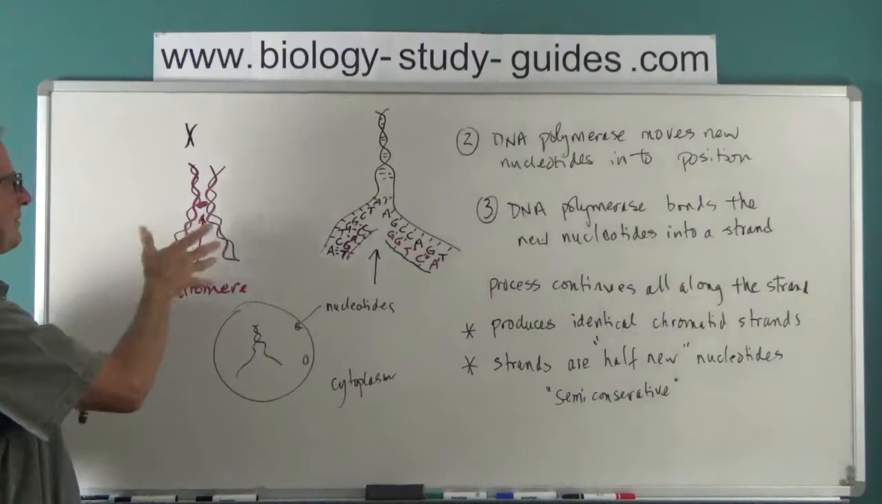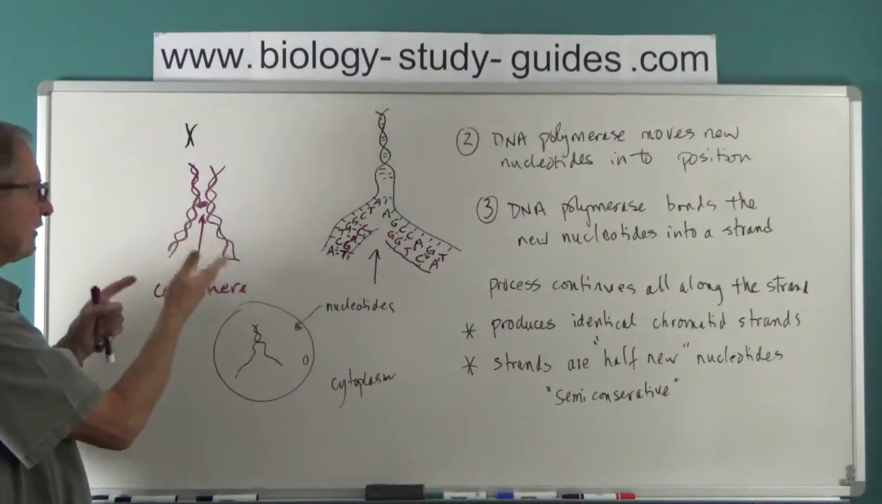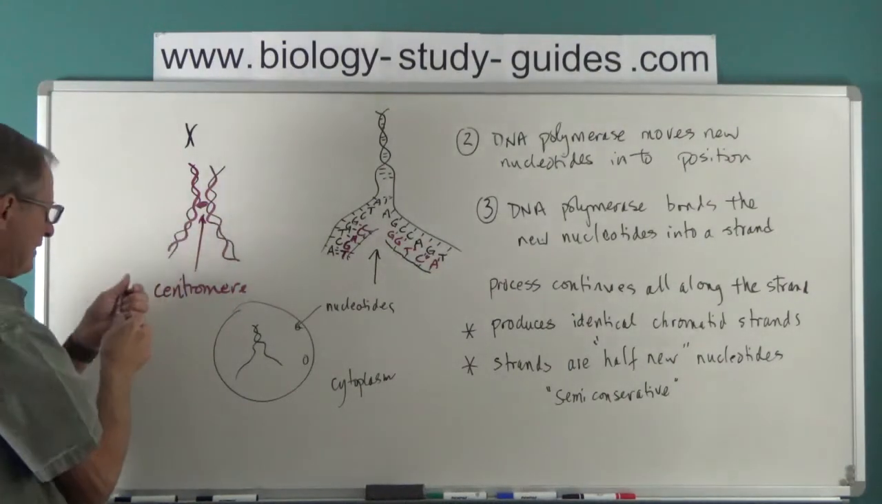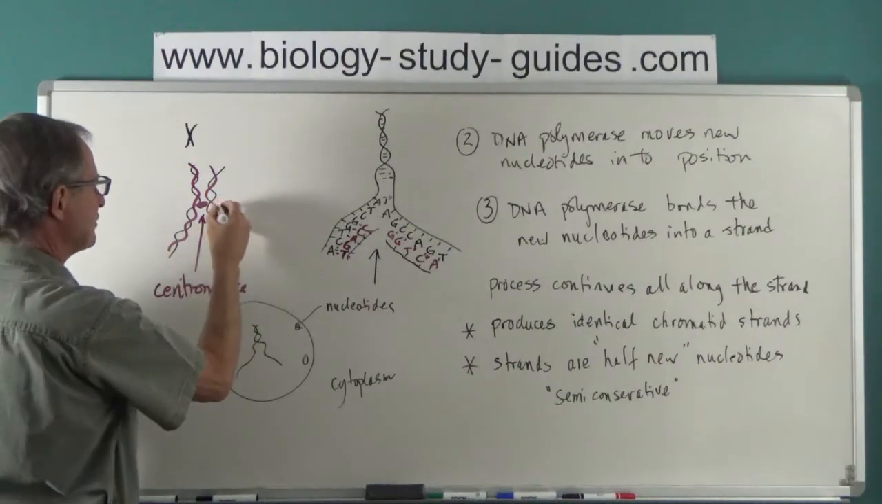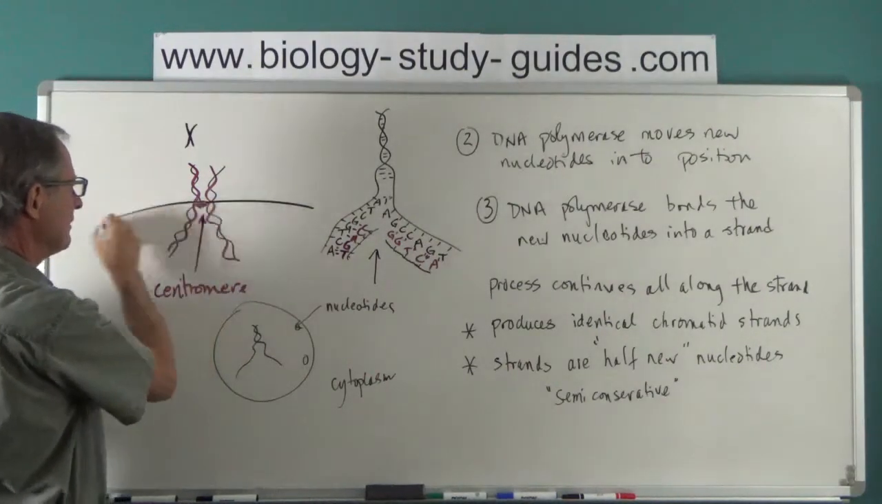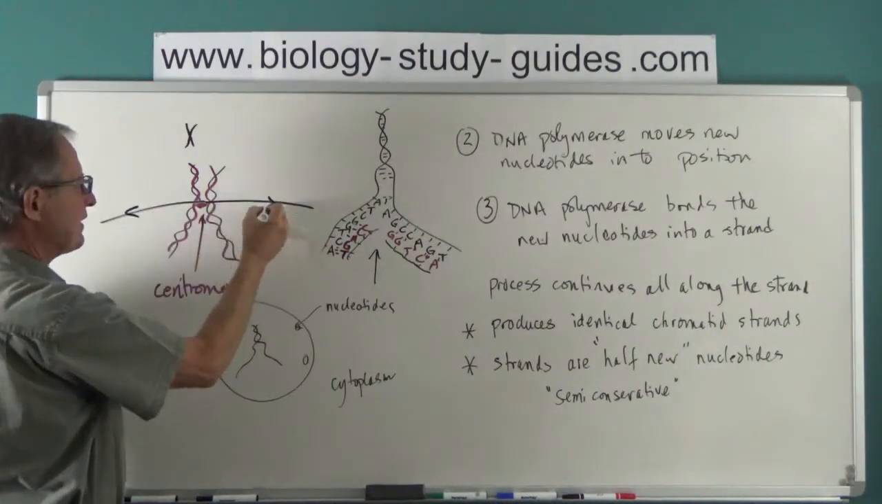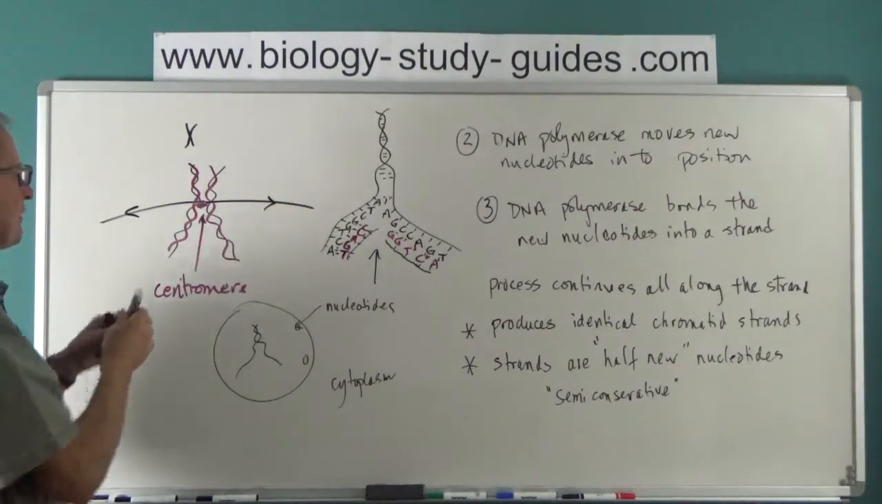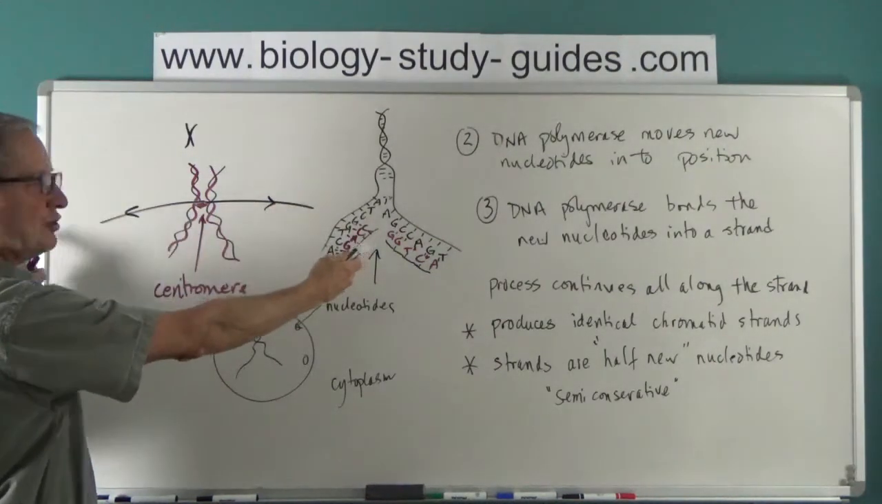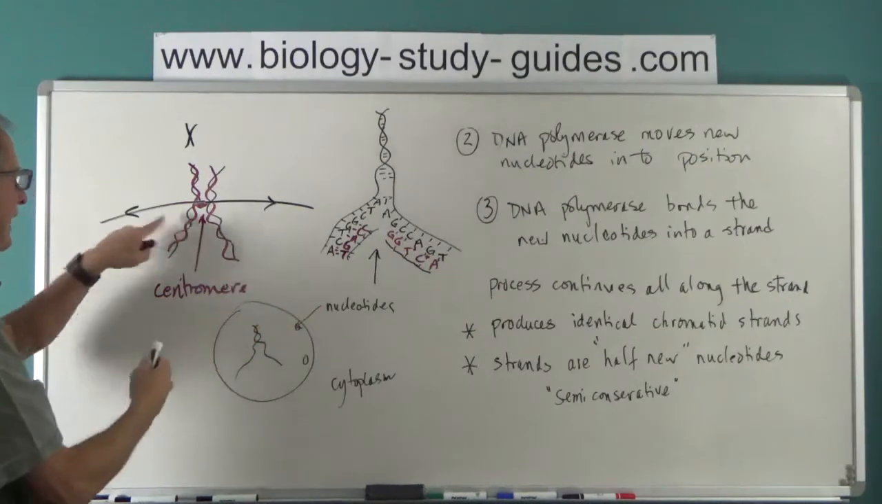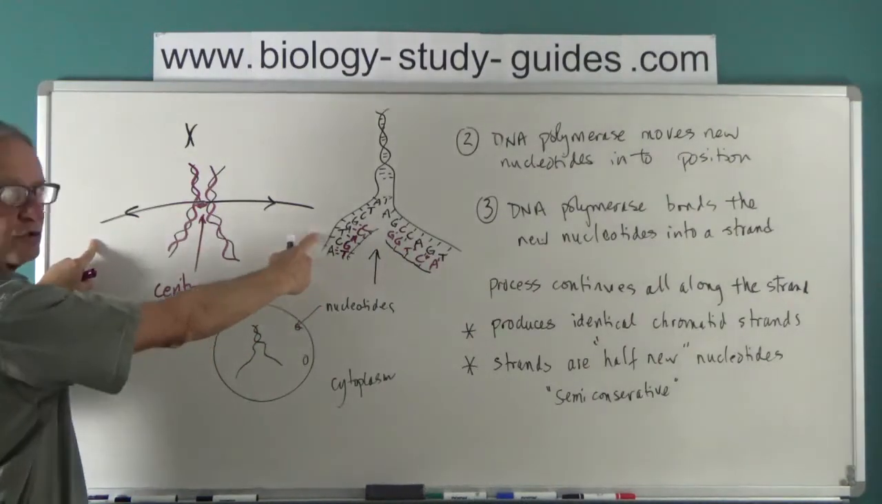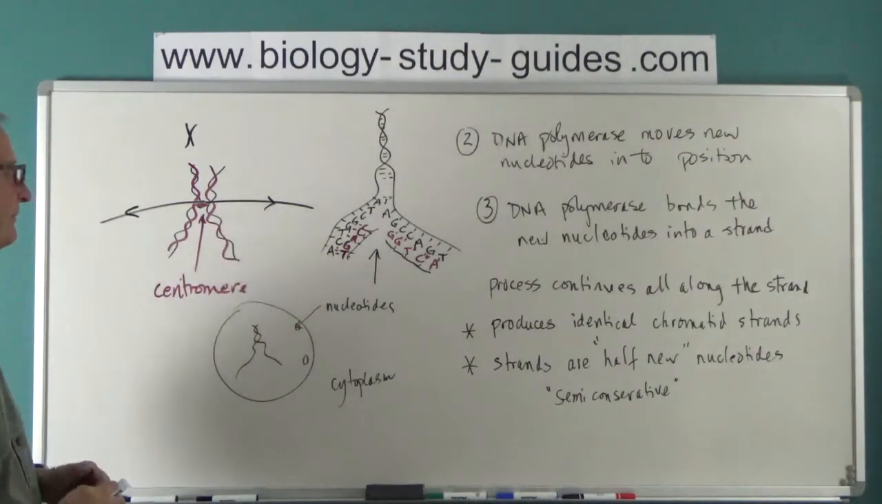And you can see the semi-conservative nature because I've colored it purple and black. And these are attached to the spindle fibers at the centromere, and the spindle fibers contract, the centromere breaks, and the new cell will have an identical chromosome here, an identical chromosome on that side.